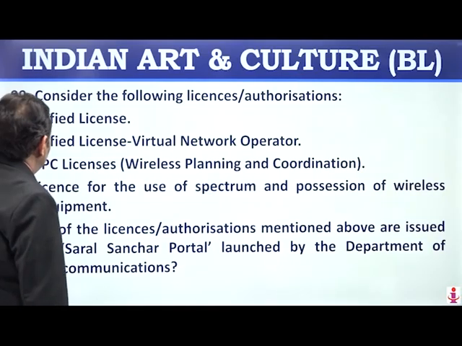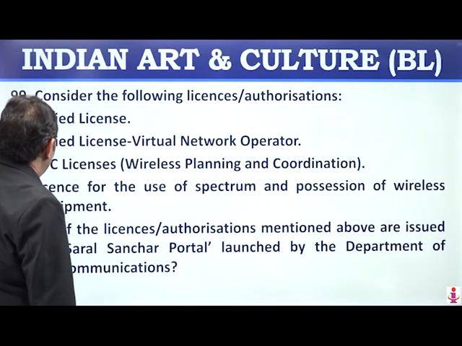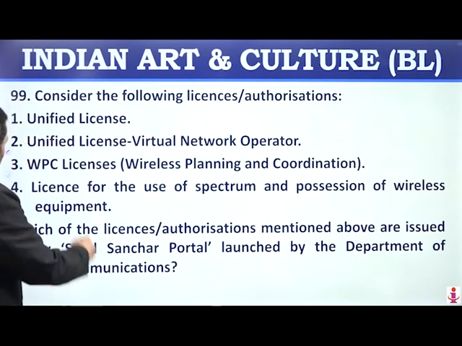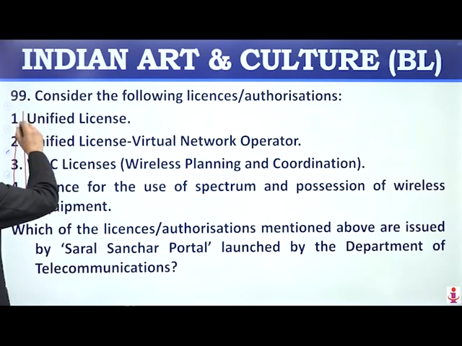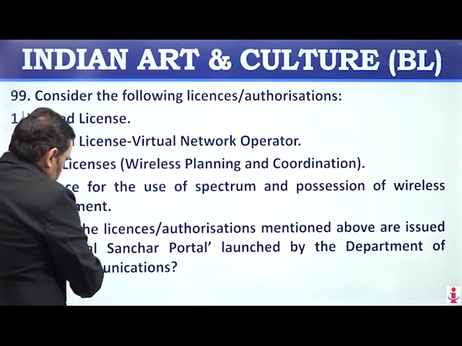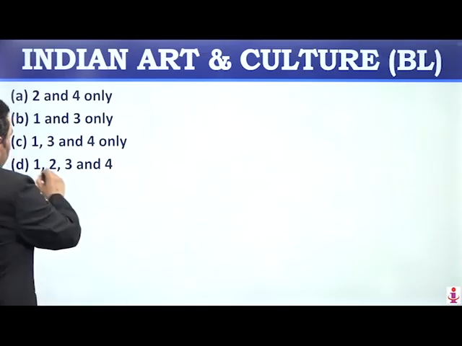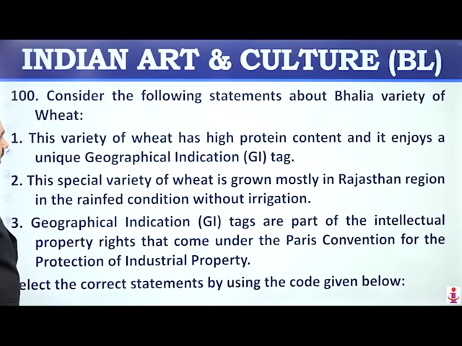99. Unified license virtual network, WPC licenses, license for the use of spectrum. All of these can be acquired through the Saral Sanchar portal launched by the Department of Telecommunication. So 1, 2, 3, 4, D. 100.